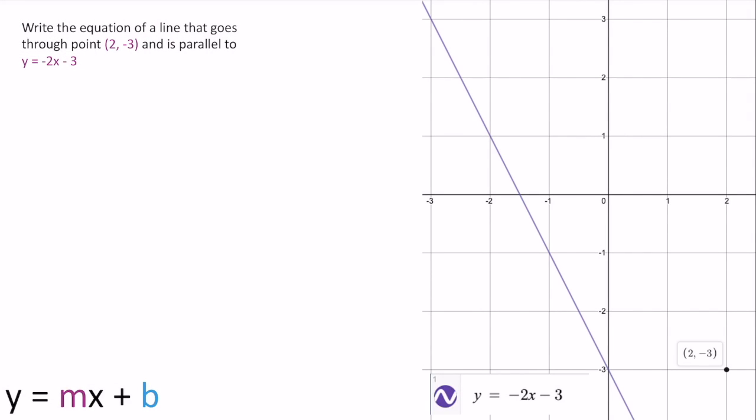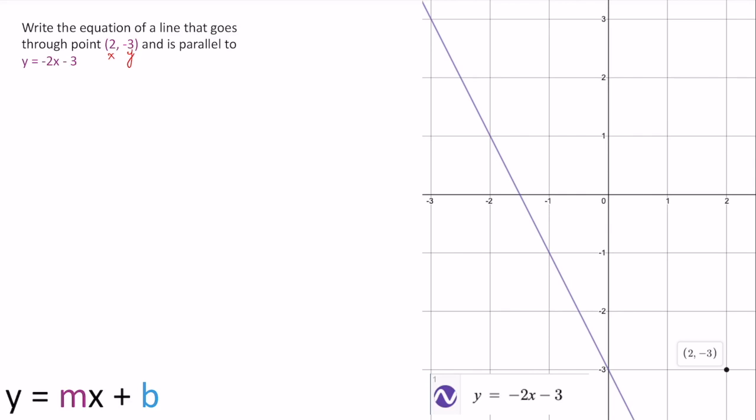Okay, so we're going to approach this like we were doing problems in the last lesson. And what that means is we need to remember that our line is going to go through this point 2, -3, and that point is made up of an x and a y value. And we can use that x and y value the same way we did in the last lesson. And I'll show you how in a second.